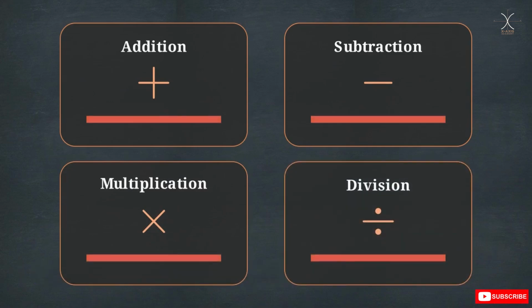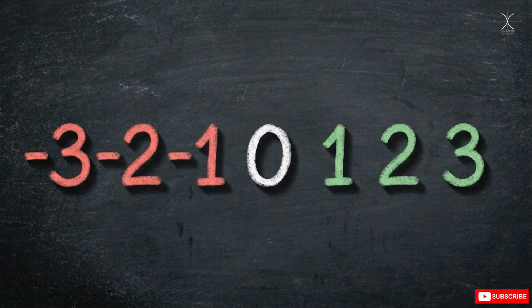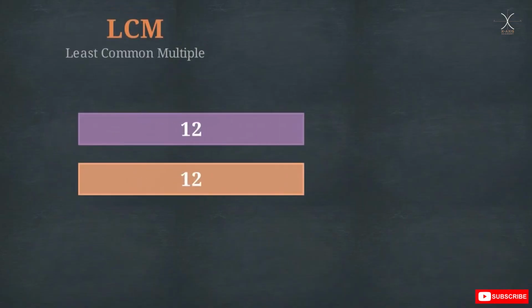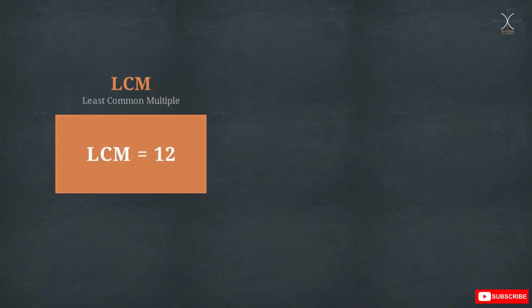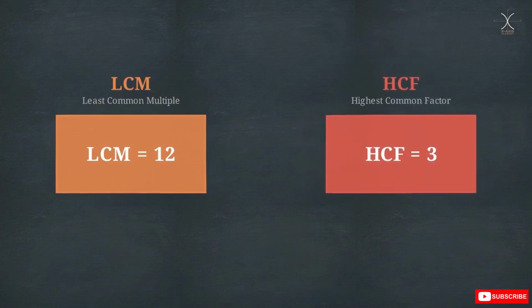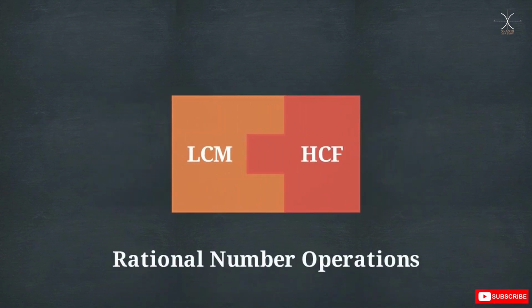Before we begin, you should already be comfortable working with basic fractions and understand the concept of positive and negative integers. You will also need to know how to find the least common multiple, or LCM, as well as the highest common factor, known as the HCF. These are the tools that make calculating rational numbers possible.